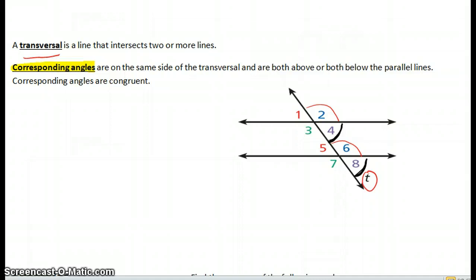Another set of angles that are equal would be 1. It's on the left and above. Angle 5 is on the left and above. They would be equal angles. And our last set of equal angles would be 3. It is to the left and below. And 7. It is to the left and below.